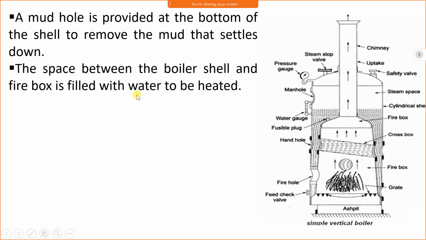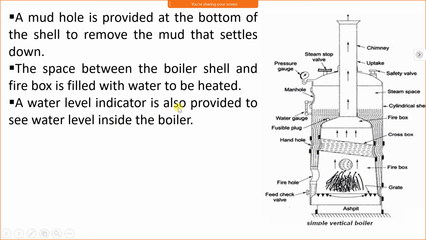The space between the boiler shell and the firebox is filled with the water to be heated. A water level indicator is also provided to see the water level inside the boiler.